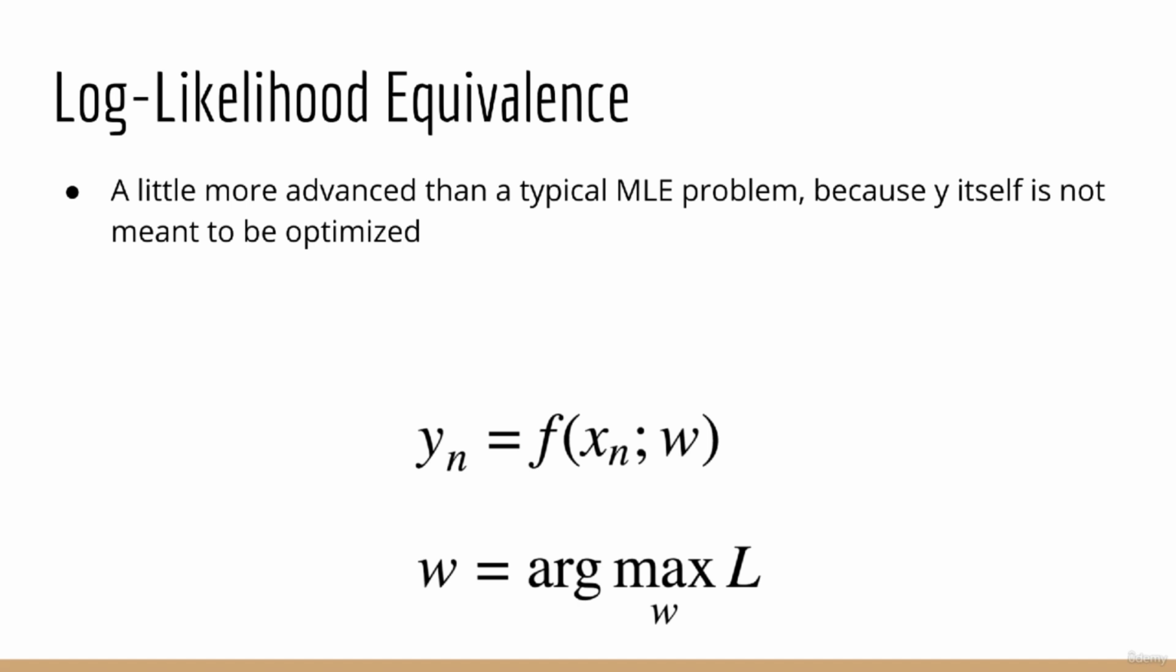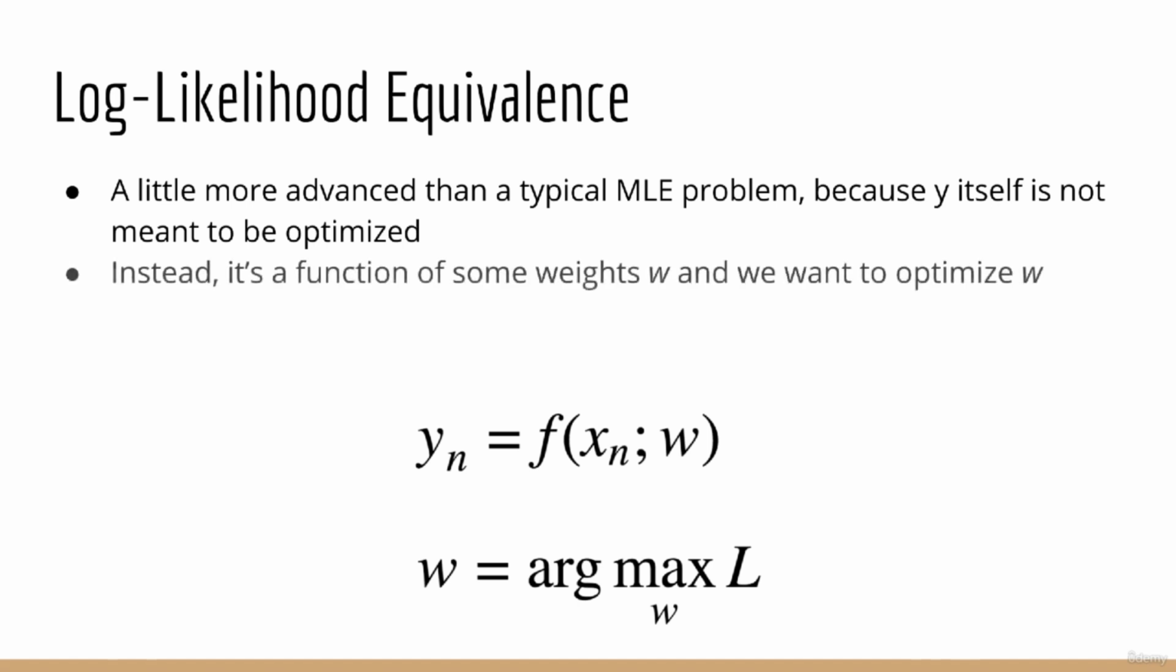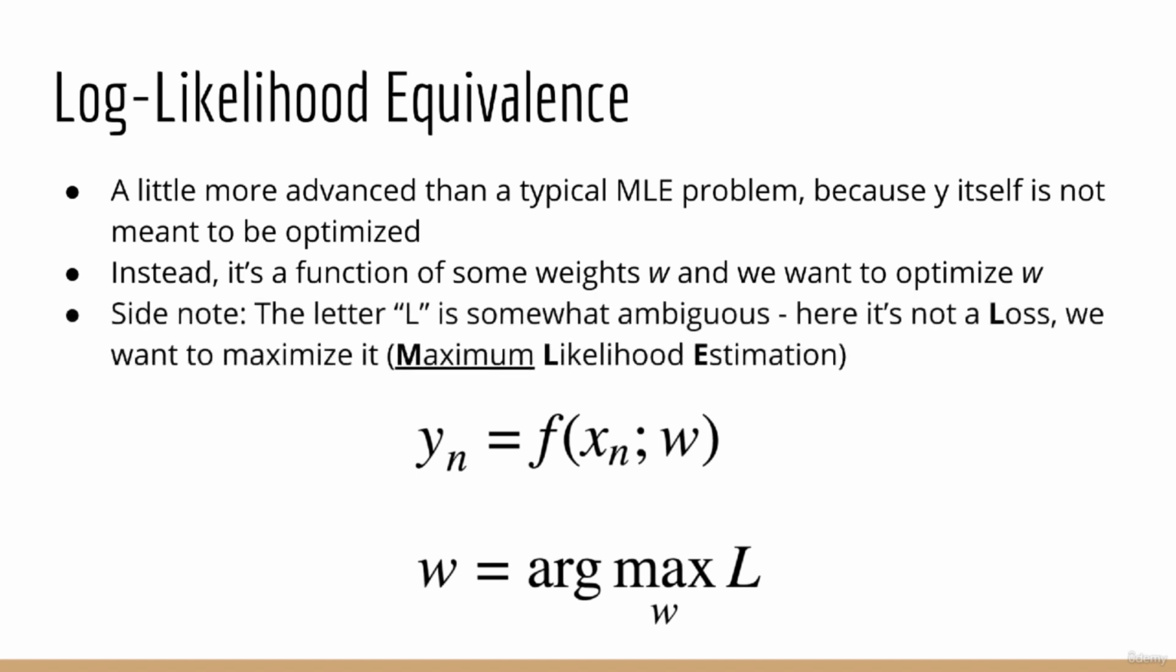What we actually want to maximize with respect to is the model weights. So we can think of y of n as a function of some set of weights w. And this w is actually what we want to find. In other words, w is the argmax of L. By the way, when you see the letter L, you might think of loss, but in this case, we actually mean likelihood, which is something we want to maximize rather than minimize. So just keep in mind that the letter L is somewhat ambiguous depending on the context, since both of these words, which kind of mean opposite things, start with the letter L.